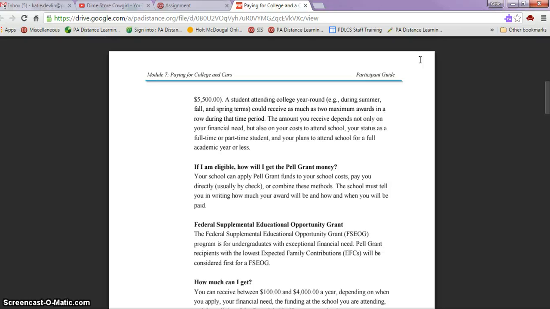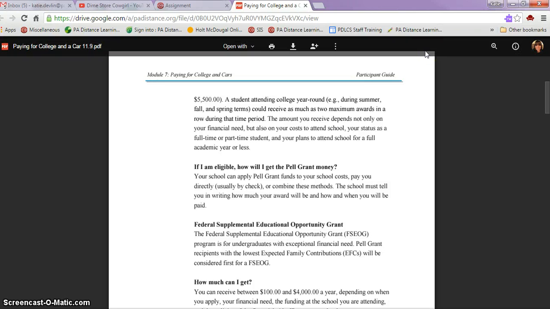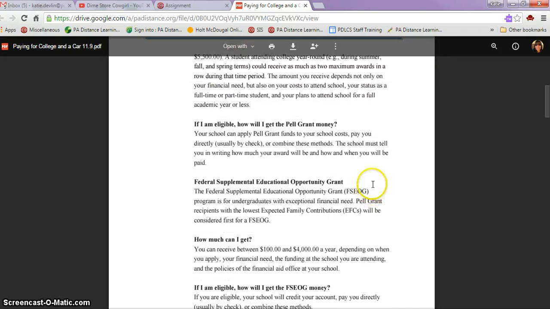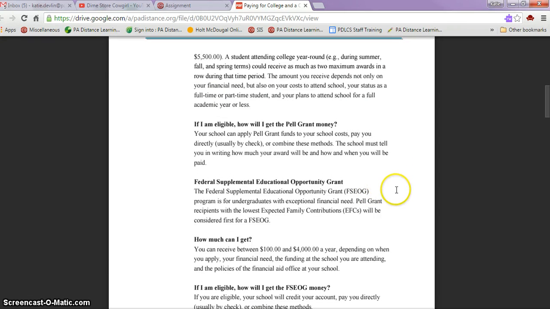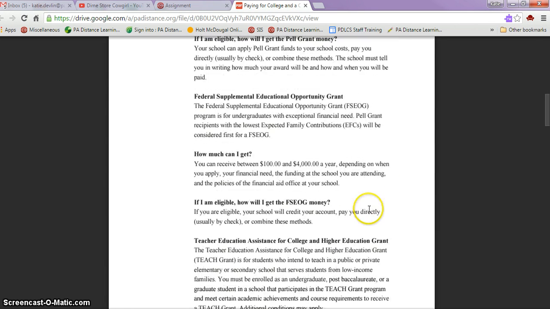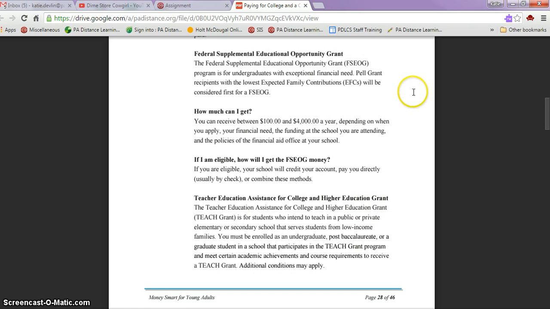The Federal Supplemental Educational Opportunity Grant, or FSEOG, program is for undergraduates with exceptional financial need. Pell Grant recipients with the lowest expected family contributions, or EFCs, will be considered first for an FSEOG. How much can I get? You can receive between $100 and $4,000 a year, depending on when you apply, your financial need, the funding at the school you are attending, and the policies of the financial aid office at your school. If I am eligible, how will I get this money? If you are eligible, your school will credit your account, pay you directly, or combine these methods.